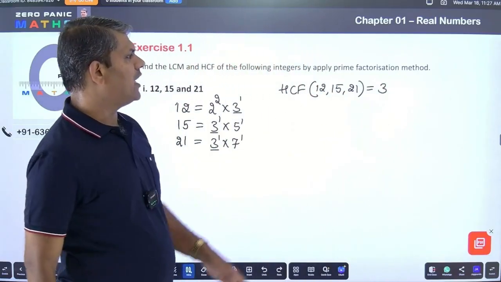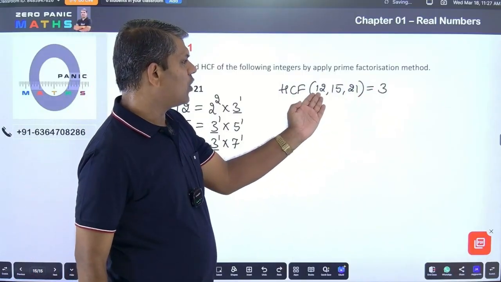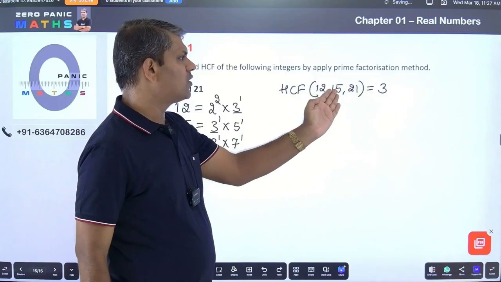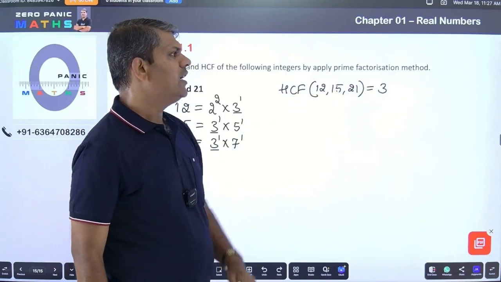You can even verify that also. 3 is the common factor for all these numbers. 3 4s are 12, 3 5s are 15 and 3 7s are 21.